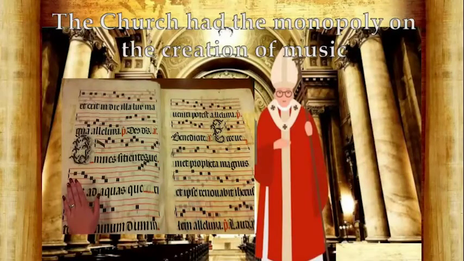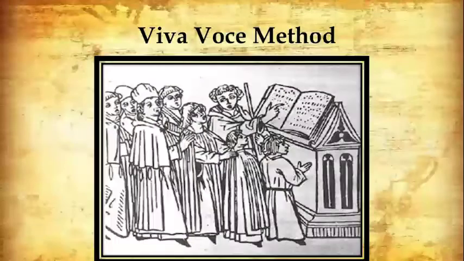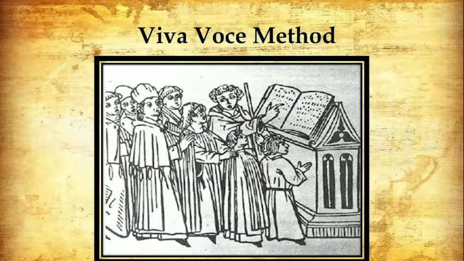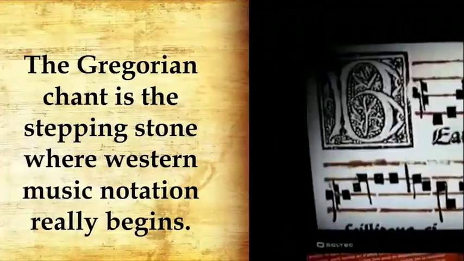In the medieval period, the church had the monopoly on the creation of music. Pieces would pass down through word of mouth, or what we call the viva voce method. The Gregorian chant is the stepping stone where Western music notation really begins.